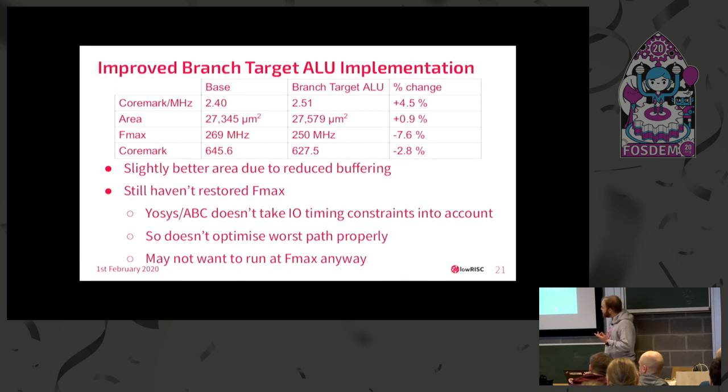One, the tools I'm using, Yosys and ABC, the optimizer that it uses, don't actually take IO timing constraints into account. So the path we've got here is an output path, and there's a constraint on it saying how early it needs to appear. You can't actually feed this into Yosys, so it can't really target the optimization at it. So I think if I had some other tools that were capable of doing this, I could probably optimize this path a lot better, and I could hopefully make the rest of this problem go away.